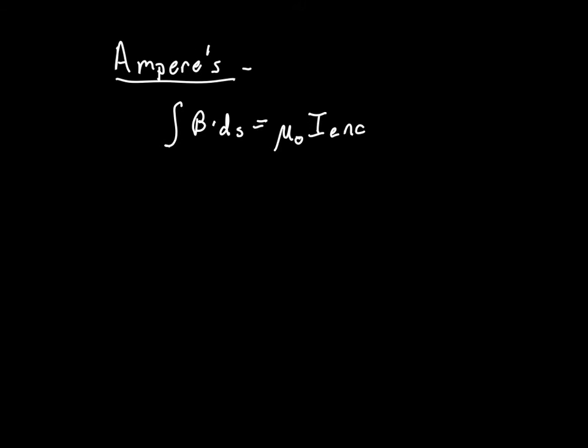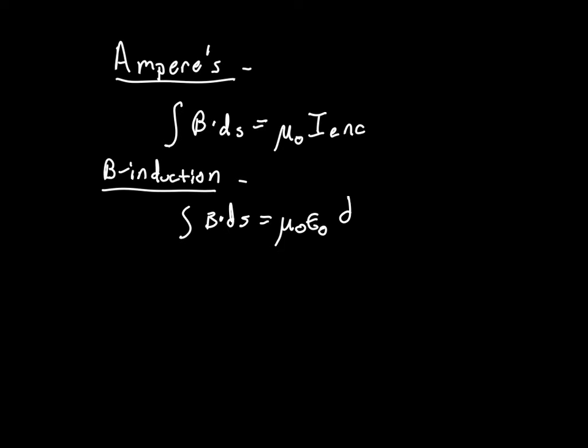But I just said that this magnetic induction, we'll call it B induction, is kind of the same thing. It's the integral of B dot ds equals mu naught epsilon naught times d phi dt. So which one is it? Which one is correct? Well, it turns out that a magnetic field can be induced by both this current and a changing electric field. And we should be careful and make sure that we specify that this is electrical flux.